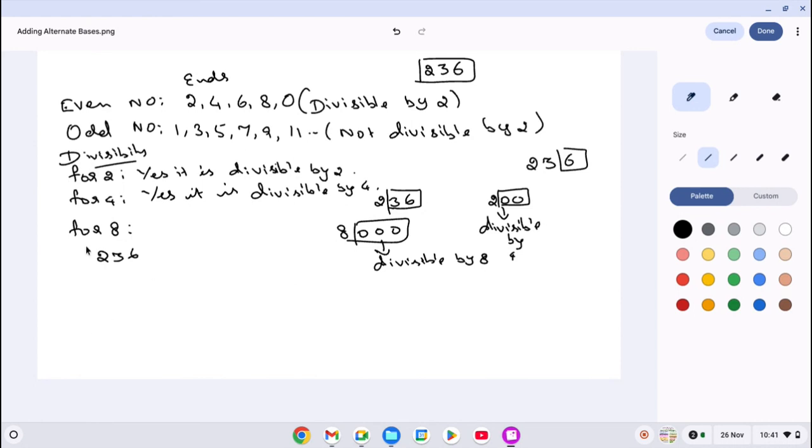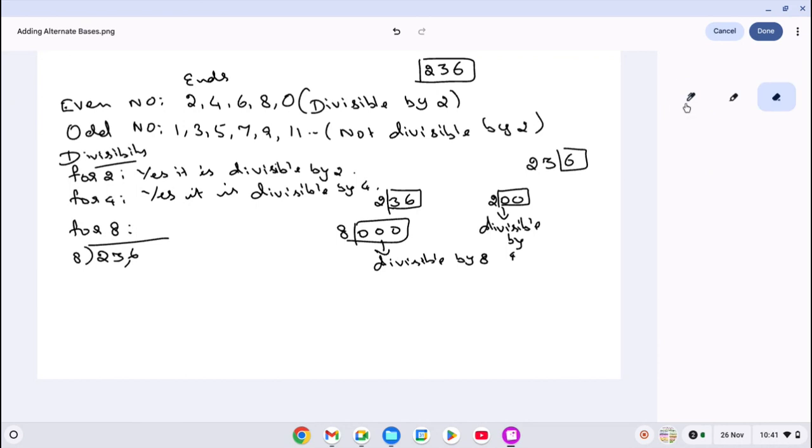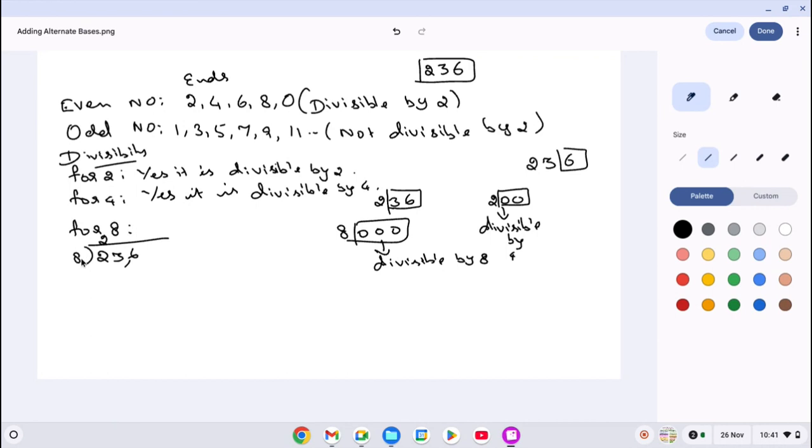For this you can use the division technique. First take the first digit; it's not divisible by 8. So you have to take the first 2 digits. How many times 8 is less than or equal to 23? 3 eights are 24, so that's not possible. So 2 times 8. 2 times 8 is 16.